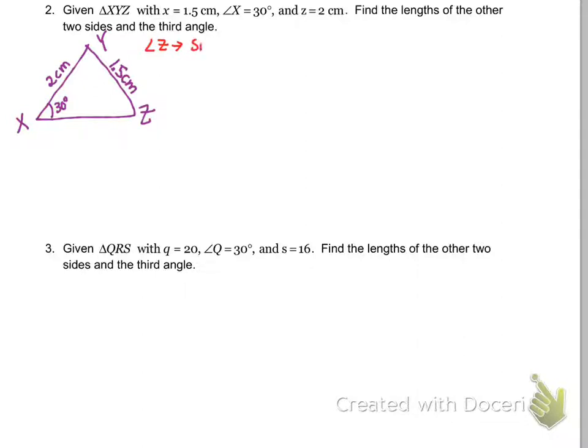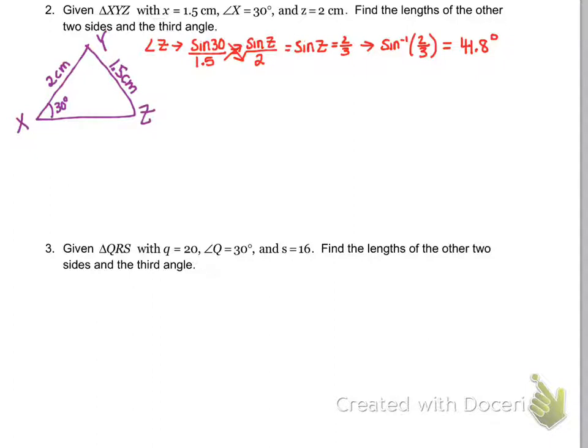It will look like sine of 30, because that's the only angle I have, over 1.5 equal to sine of z over 2. And when I do this, meaning cross multiply like we did before, sine z equals 2/3. So to find z, we're going to do the inverse function. So we do sine inverse of 2/3. Now when you do this, we get 41.8 degrees.